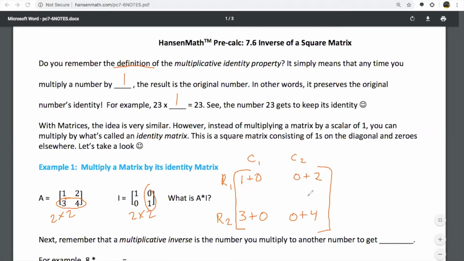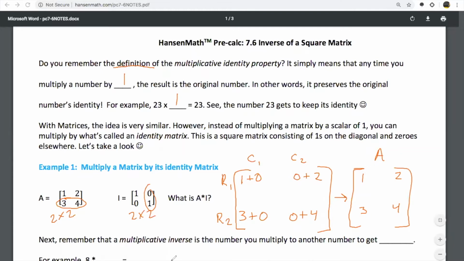Notice all the zeros we have are not adding anything, preserving the identity of the original numbers, and we're left with a matrix of 1, 2, 3, 4, just like we began with. So this is a little example of how when you multiply any matrix by its identity, you truly do get back to the original matrix.